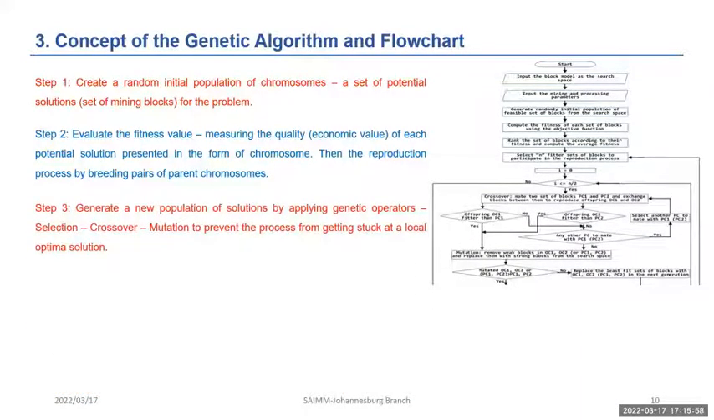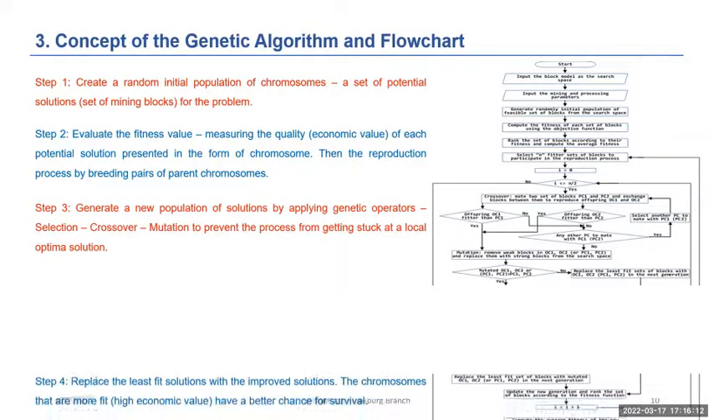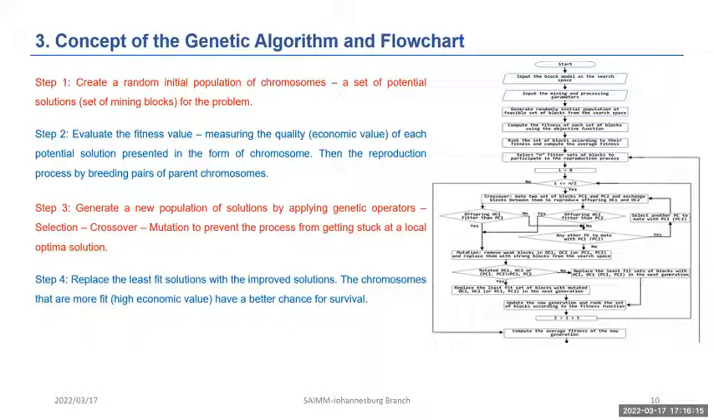Step 3 of the process consists of generating a new population of solutions by applying genetic operators, selection, crossover, and mutation, to prevent the process from getting stuck at a local optimal solution. And step 4, we replace the least fit solutions with the improved solutions. So the chromosomes that are more fit have a better chance for survival. Here we observe the survival of the fittest theory.